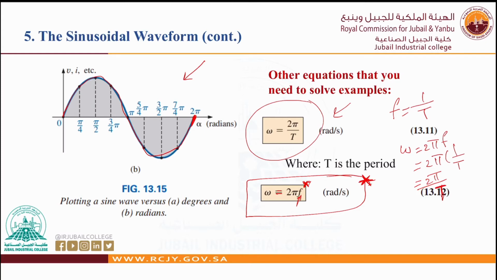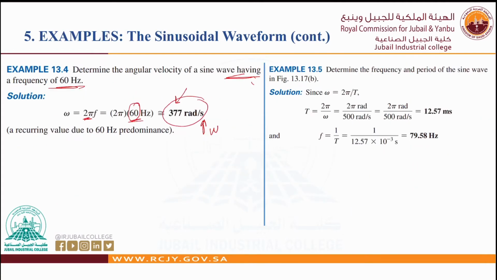Okay, now since omega is equal to 2π over T, T is equal to 2π over omega. Okay, and 2π is in radians. The omega in the figure is 500 radians per second. So 2π over 500 is 12.57 milliseconds.